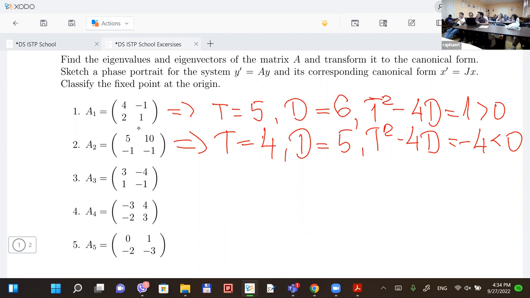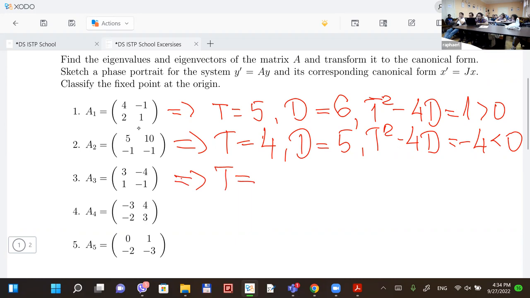But the roots are imaginary, because the discriminant is negative. The eigenvalues are complex. So we have an unstable focus, an unstable spiral.